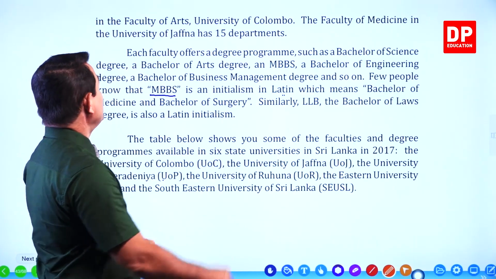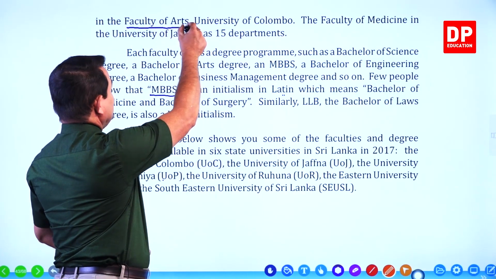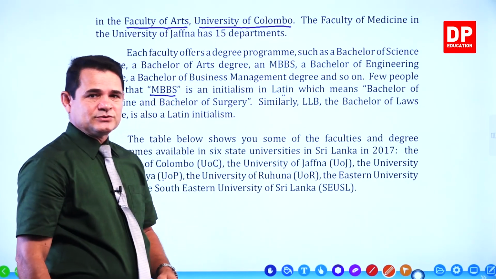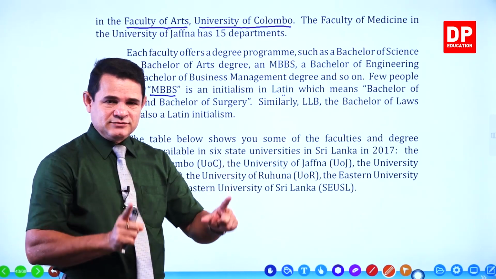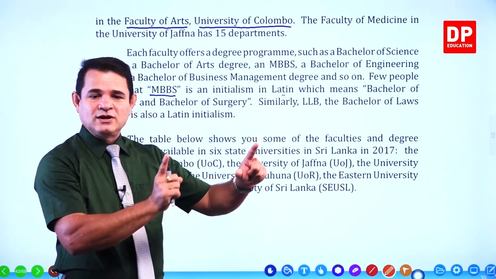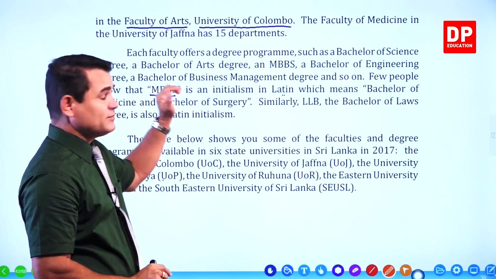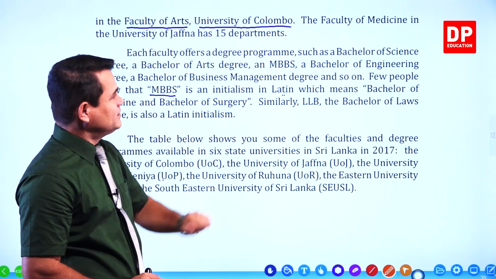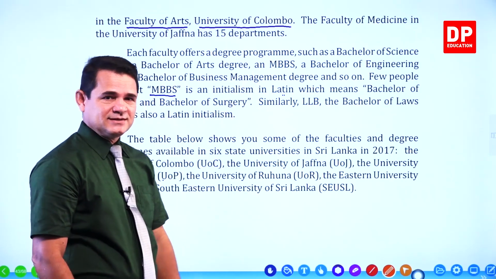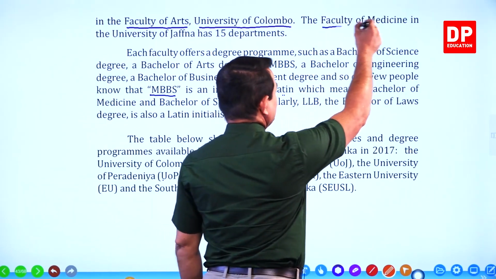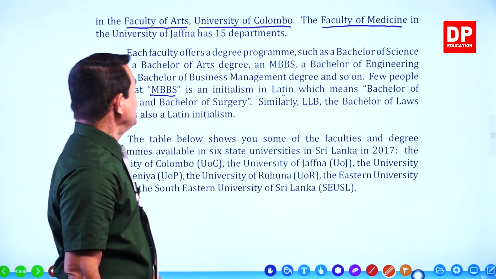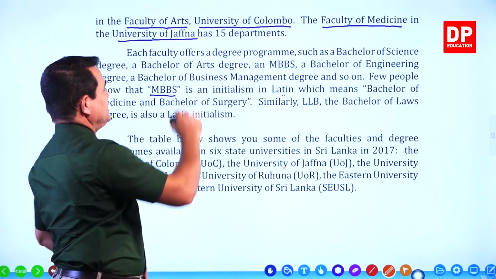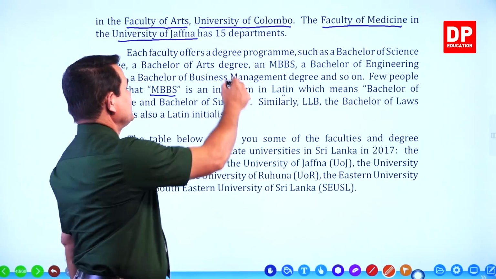The Faculty of Arts. Faculty of Arts, University of Colombo. So then the first column, University of Colombo. Second column, Faculty of Arts. Number of departments, 3. What is the next one? Faculty of Medicine. Faculty of Medicine, and University of Jaffna. And how many departments? 15.